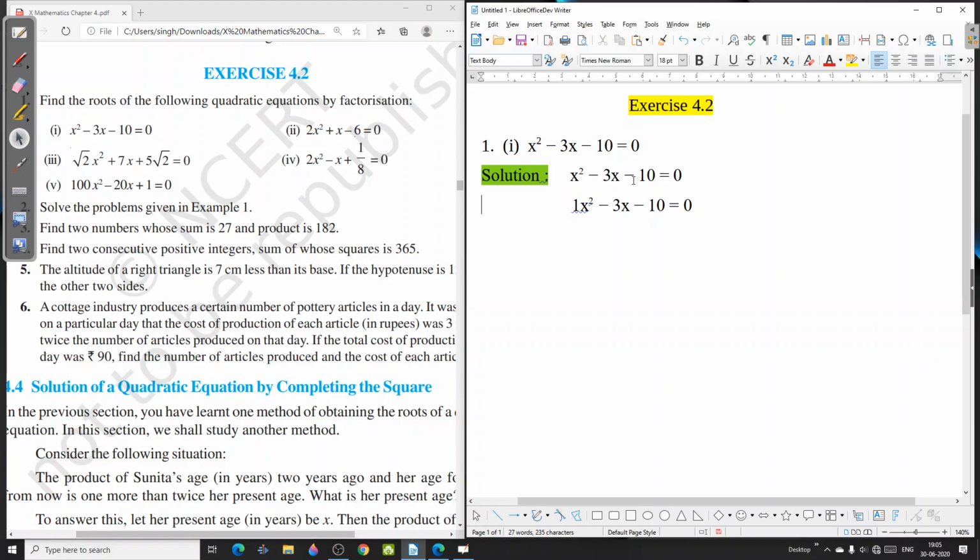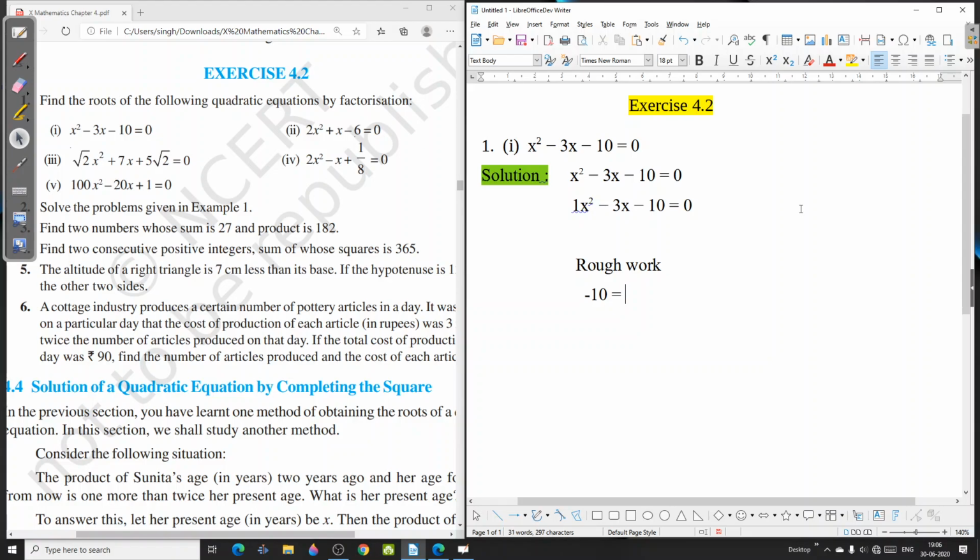And what is the constant term here? Minus 10. So multiply a and c. So that is 1 into minus 10, which is minus 10. So before we solve this further, let us do some rough work. Now, in this one, as I told you, multiply a and c, that is the coefficient of x square and the constant term. So what is that? 1 into minus 10, that is minus 10 we have got.